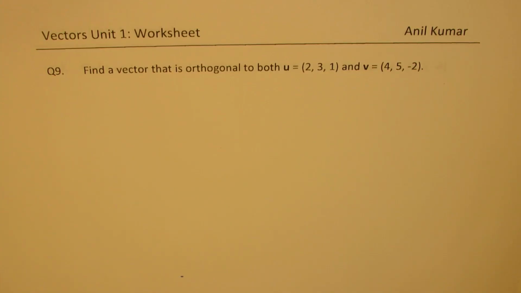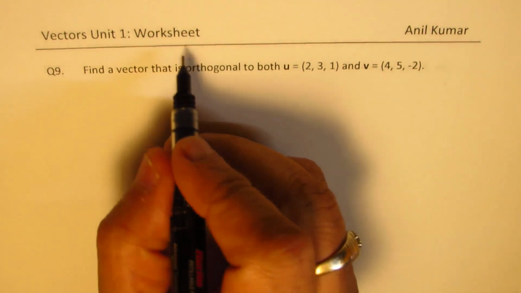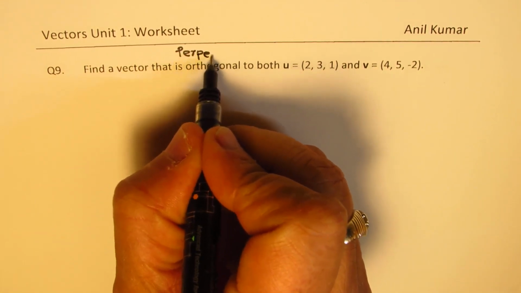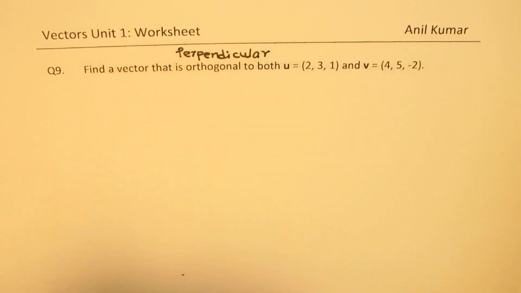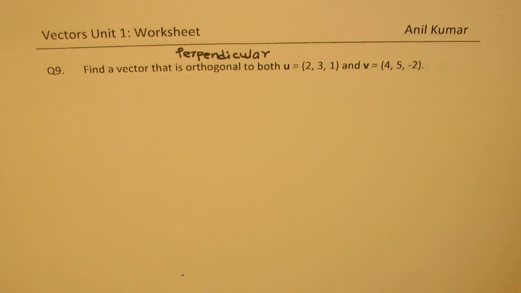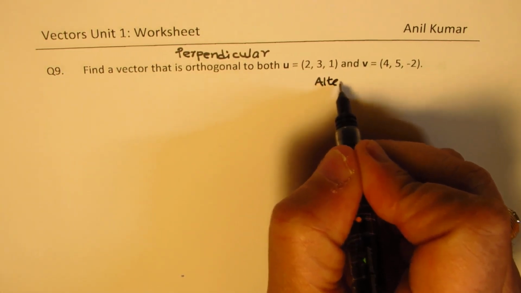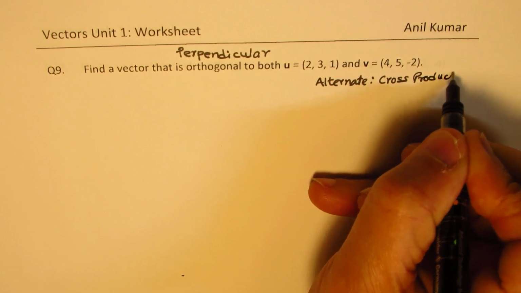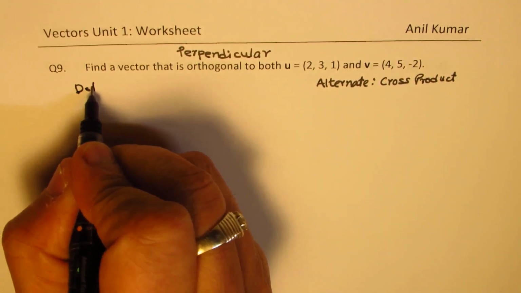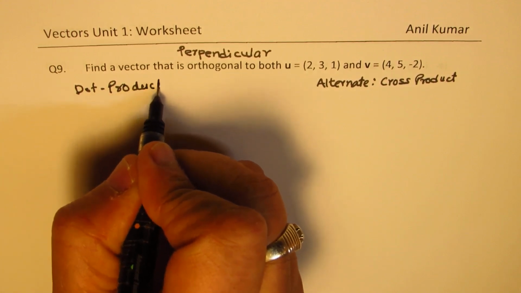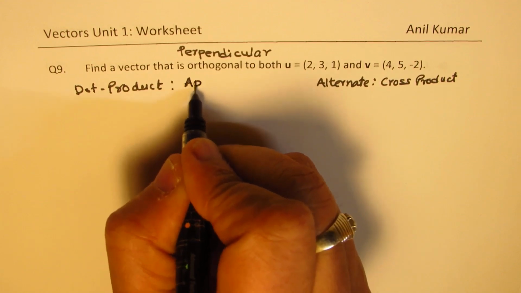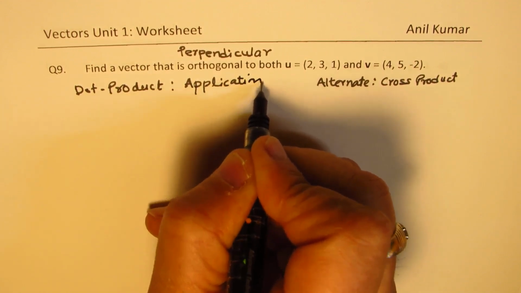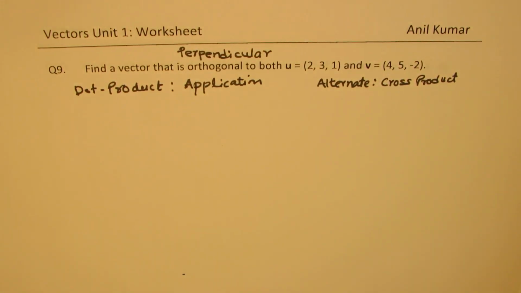Find a vector that is orthogonal to both u, 2, 3, 1 and v, 4, 5, minus 2. Now, orthogonal means perpendicular, right? Now, in Unit 1, we don't really teach you cross product. So alternate solution will be using cross product. Since we have only done dot product, we need to apply dot product to get our solution, right? So we'll treat this as dot product application. Later in Unit 2, when we learn cross product, we can actually again answer this question using cross product.